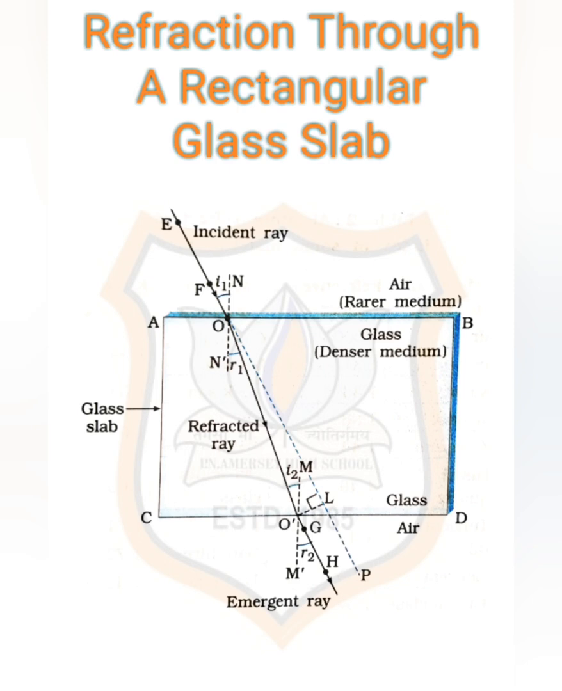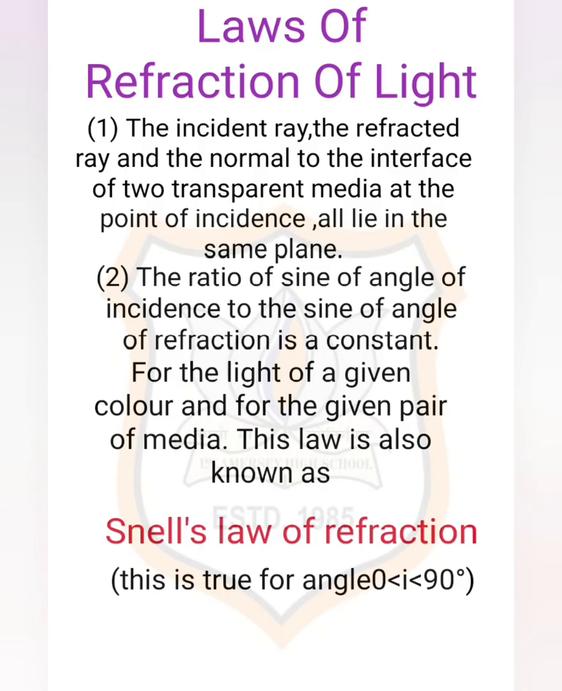So, refraction of light occurs according to certain laws. So, let us discuss laws of refraction of light. The first one, the incident ray, the refracted ray, and the normal to the interface of two transparent media at the point of incidence should all lie in the same plane, just like the laws of reflection.